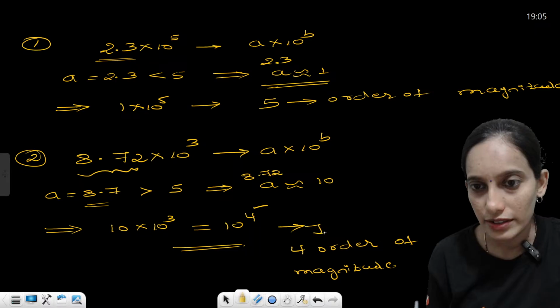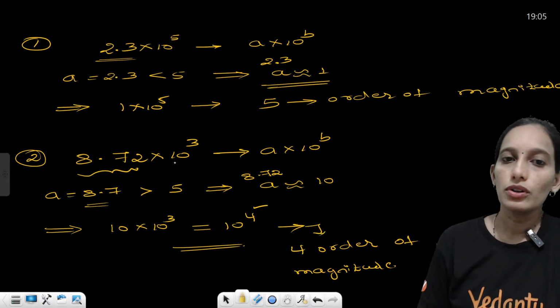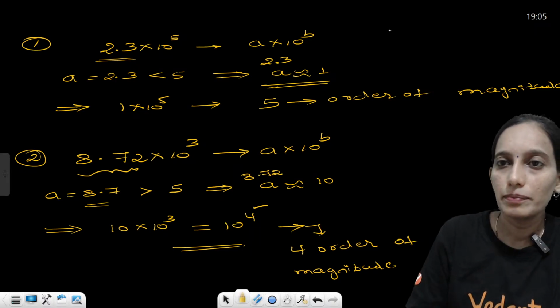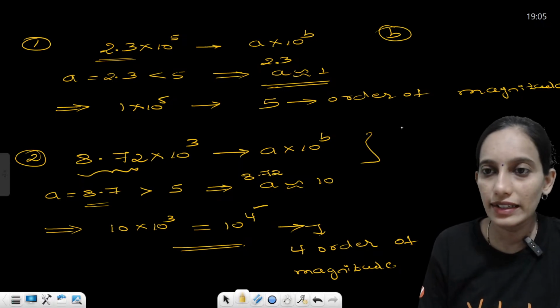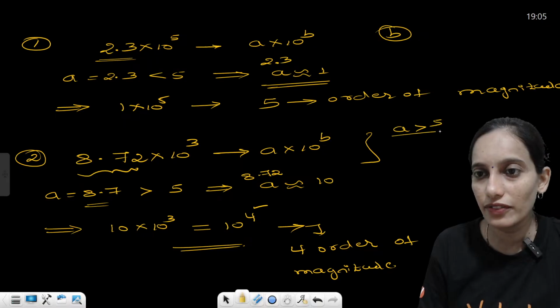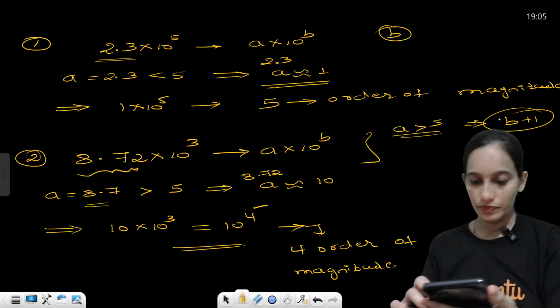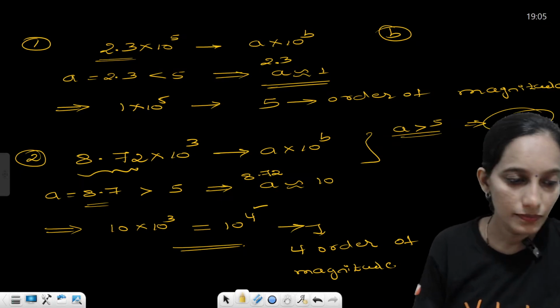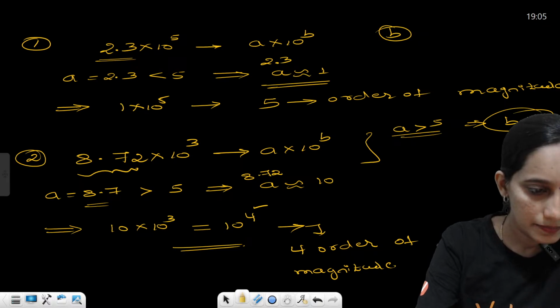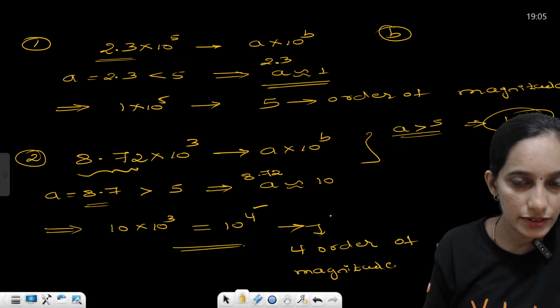Okay, in this case, if it is less than 5, b itself is the order of magnitude. If a is greater than 5, it becomes b plus 1. You can remember it that way. Okay, is that clear? Yes, hope it is clear to everyone.